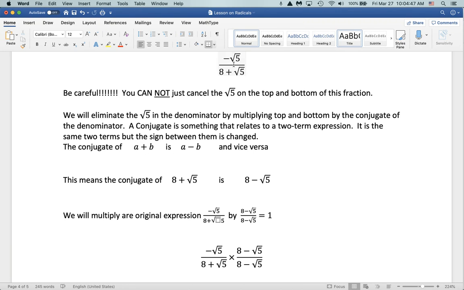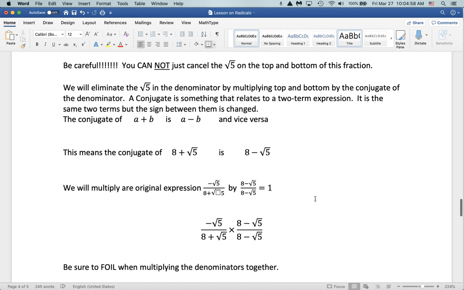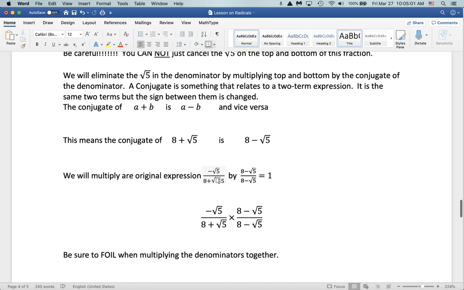So that means if our denominator of our original fraction was 8 plus the square root of 5, its conjugate would be 8 minus the square root of 5. Which means I'm going to take that original expression. Sorry, I left a little thing in there. That should just be a 5 there, and that should not be. There we go. So I take my original expression of negative square root of 5 over 8 plus the square root of 5, and I multiply it by 8 minus the square root of 5 over 8 minus the square root of 5. By the way, that's just 1, so I'm not actually going to change the value of the number.